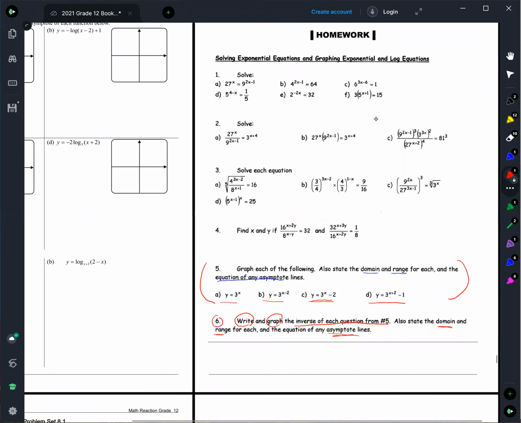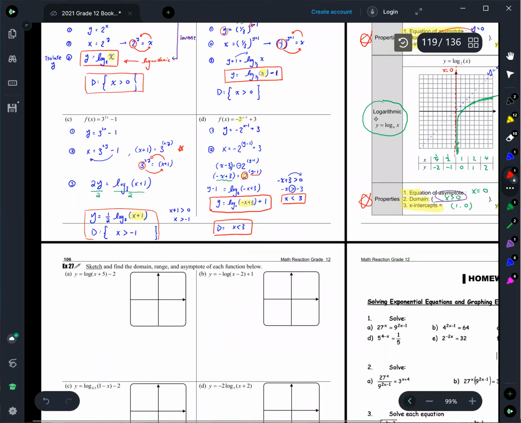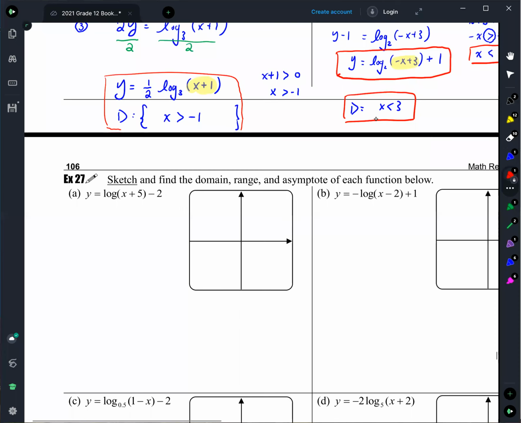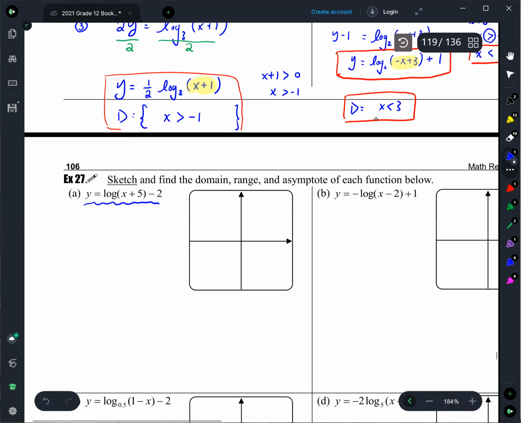So let's take a look at how we do the graph. Suppose after you change it into an inverse, back to page 106, the equation looks like question 8. Now you want to graph this. In the graph, you don't need to make a table. All you need to show me are the important points and the asymptote line. If there's an intercept, you can also show me where it is.